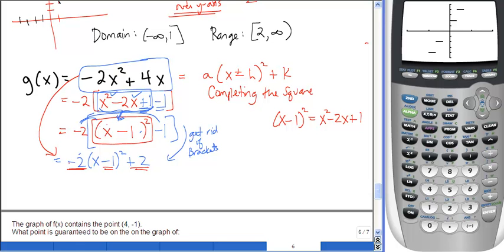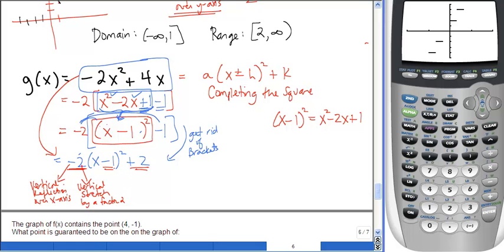So let's identify. What does the negative do? Well, it's outside, so that's a vertical reflection. And if it's a vertical reflection, that means it's going to be over the x-axis. What does the 2 do? It's also on the outside, so it's a vertical stretch by a factor of 2.